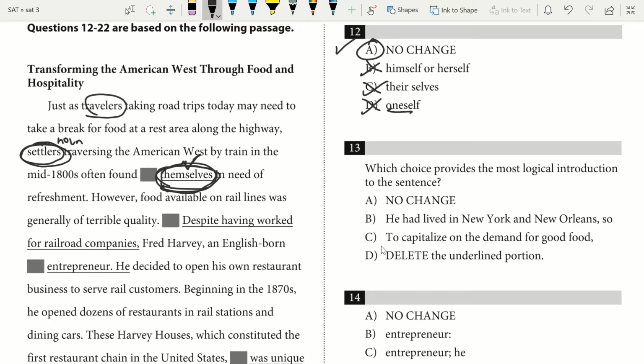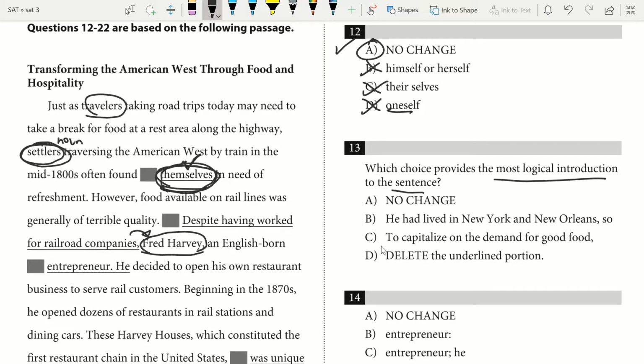All right. However, food available on rail lines was generally of terrible quality. Despite having worked for railroad companies, Fred Harvey, okay, so we need a modifier or an introductory phrase describing Fred Harvey. We're asked which choice provides the most logical introduction to the sentence, so we have to read the rest of our sentence. Fred Harvey, an English-born entrepreneur, decided to open his own restaurant business to serve rail customers, right? So what introduces Fred Harvey the best?